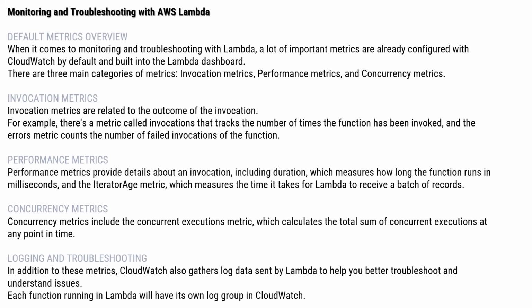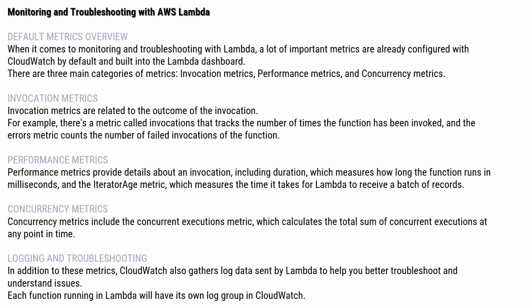Let's dive into monitoring and troubleshooting with AWS Lambda. When it comes to monitoring and troubleshooting with Lambda, a lot of important metrics are already configured with CloudWatch by default and built into the Lambda dashboard. There are three main categories of metrics: invocation metrics, performance metrics, and concurrency metrics. Invocation metrics are related to the outcome of the invocation. For example, there is a metric called invocations that tracks the number of times the function has been invoked, and the errors metric counts the number of failed invocations of the function.